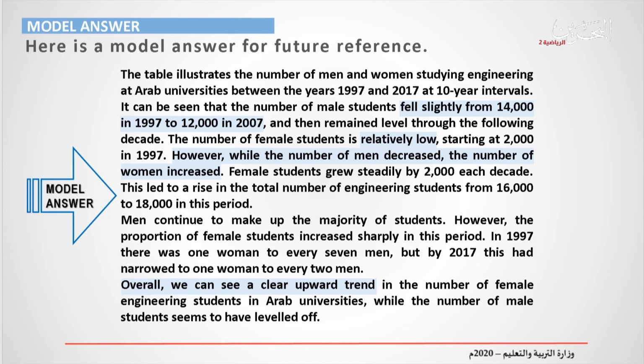So why do we have these highlighted sentences? Because here we added the numbers and expressed them, like we used fell slightly, decreased, relatively low, increased, which explains the table. So we can look at some other words which we can see here, after female students: increased sharply or leveled off. So these are useful vocabulary to create your own sentences. You can take them and place them in your paragraph to make your writing more powerful and beautiful.